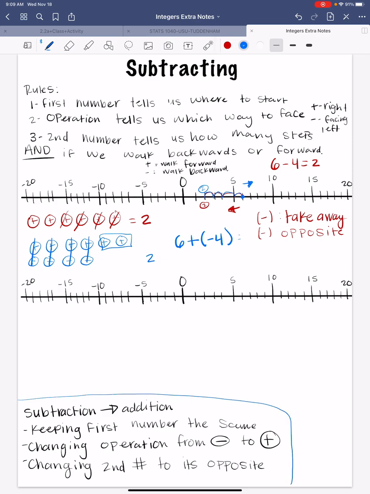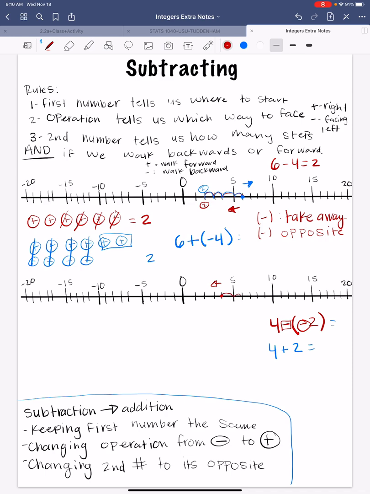Okay, let's do one more. On the second number line, we are going to do 4 subtract negative 2. So first off, we can change this to an addition problem. We can do 4, because we leave the first number the same, plus the opposite of negative 2, which is 2. Okay? So if we model the subtraction, we're going to start at 4, which is right here. We're going to face left because of the subtraction sign. But then, because of the negative, we're going to walk backwards. So if we're facing to the left, we're going to walk backwards.